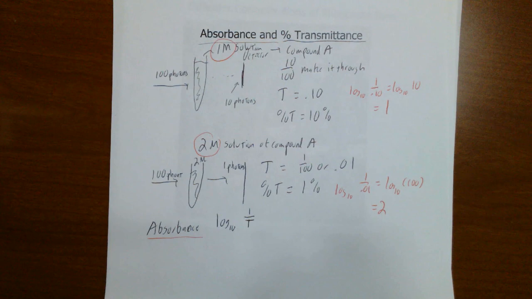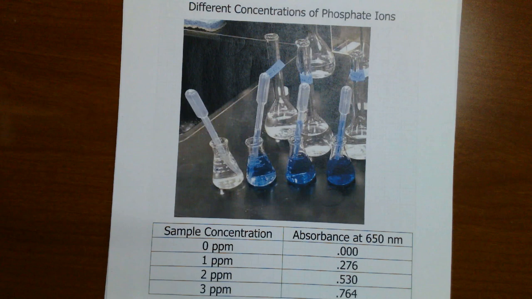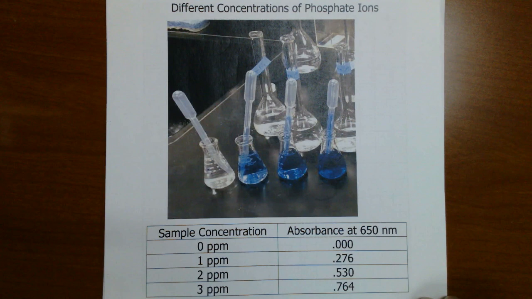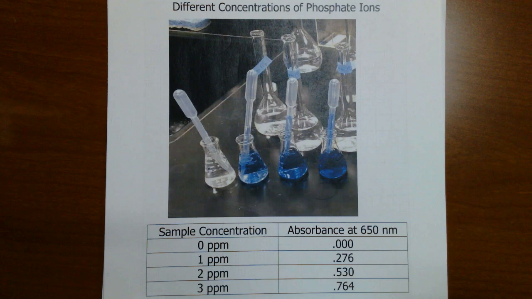Okay, so to give you an example of how this is done, I've got some pictures and some data from a similar analysis that I've done with phosphate ions. Okay. So it turns out that phosphate ions are going to make a colored complex with the molybdenum compound, and it's very sensitive for the phosphate ion detection. In fact, these solutions that I've prepared here are only at the part per million level. Okay, let's take a look at these four Erlenmeyer flasks. The first flask represents a blank. Okay, the second flask represents this one part per million concentration.